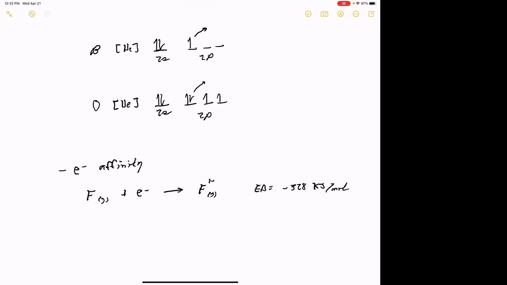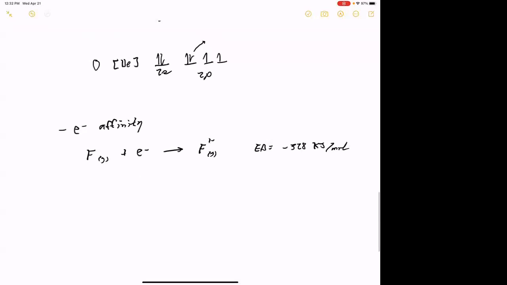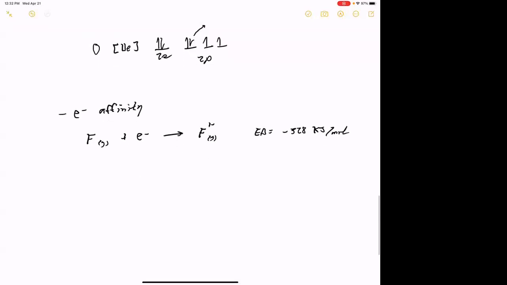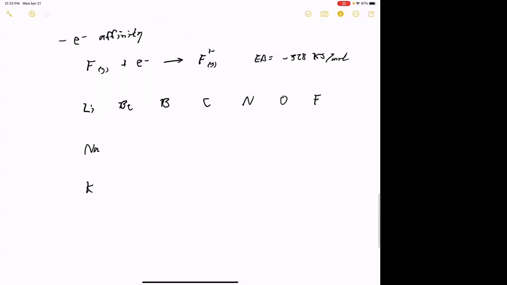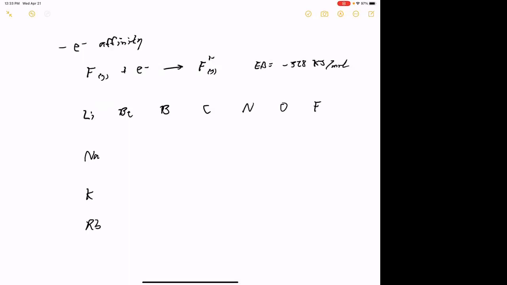Now that's not always the case. Sometimes these things do end up being endothermic. And we'll see one here in just a minute. All right, so let's take a look at the same elements. Working our way across, we've got lithium, beryllium, boron, carbon, nitrogen, oxygen, and fluorine. Working downwards, I've got sodium, potassium, and we'll do rubidium. All right, so lithium. These are in kilojoules per mole again, so minus 59. Beryllium is actually going to be positive. It's just over 0. Boron's minus 27.